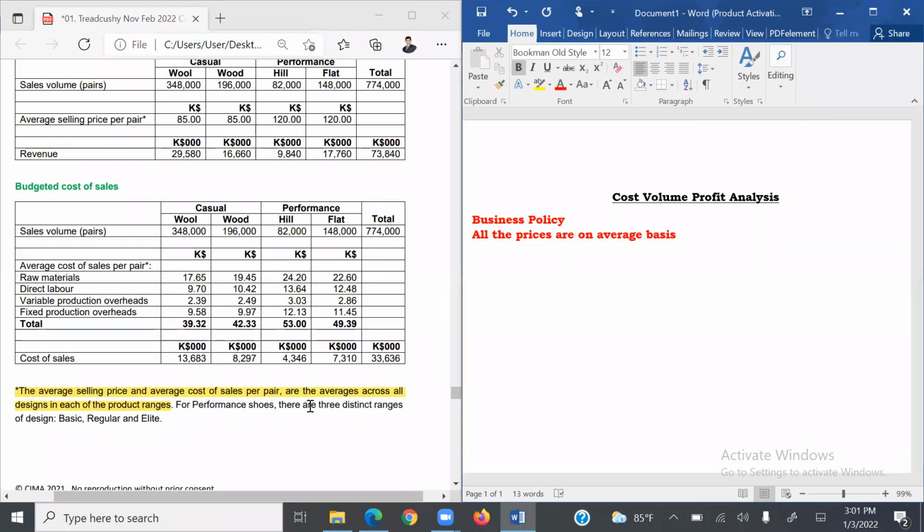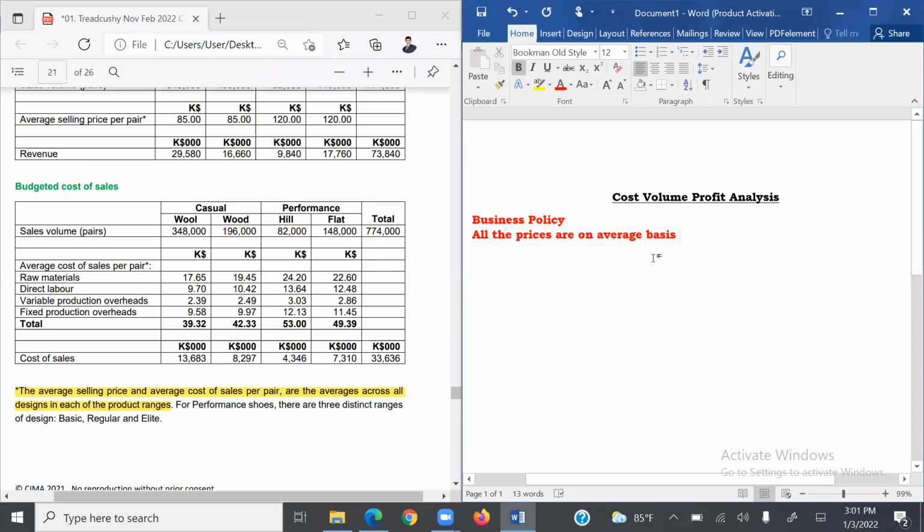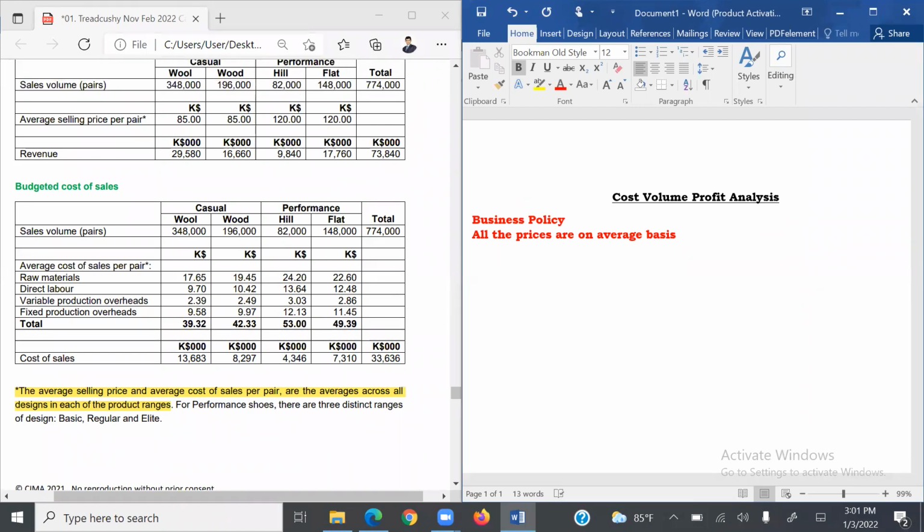So the performance shoes, there are three distinct ranges: basic, regular, and elite. Now, students, before we go into that detailed analysis, as a management accountant, you need to know your product ranges. So students, if you do not mind, can we write down here: product ranges. So students, these are the product ranges that we generally need to understand. So I will work with you, students.